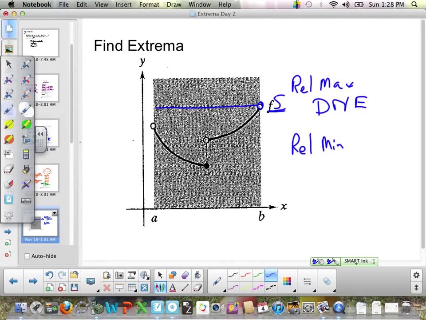Relative min is right here because this is a closed circle. So the relative min is right there. Whatever it is, it reaches that point. Say it's 2, our relative min is 2. Say it's 3, our relative min is 3.